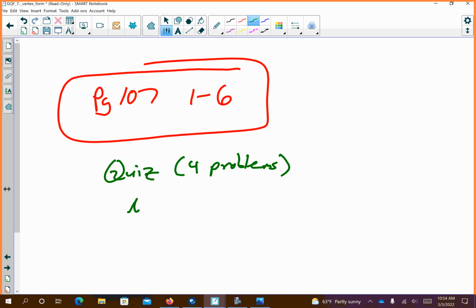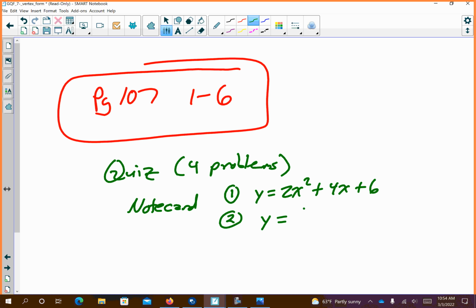I will tomorrow have a note card handed out to each of you. There's 4 problems. On the note card I hand out to you, we will have one problem, which is a parabola like this, 2x squared plus 4x plus 6. You'll have a parabola like that. We'll work one out. We'll have a parabola that might look like this. And then we will have the 3rd and 4th parabolas that will look like this.